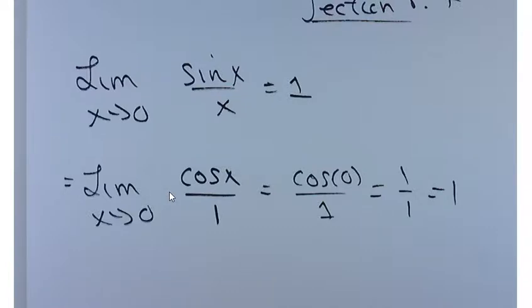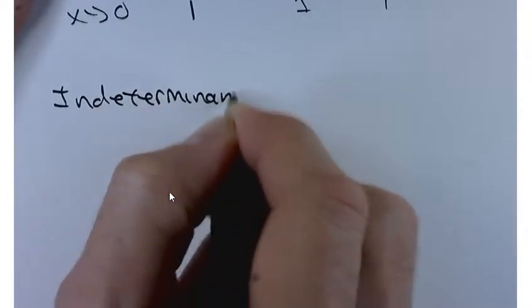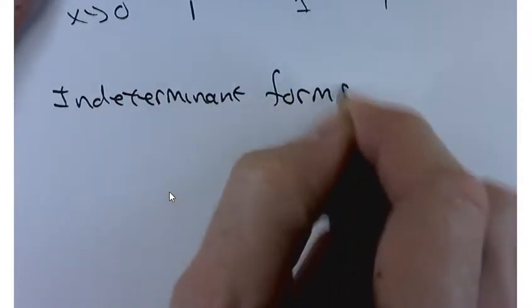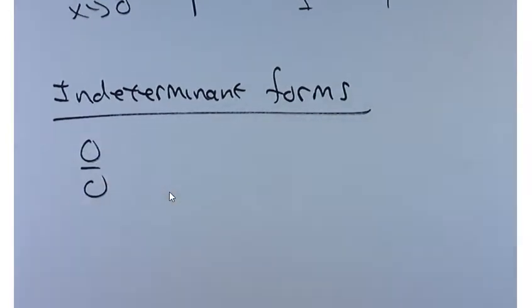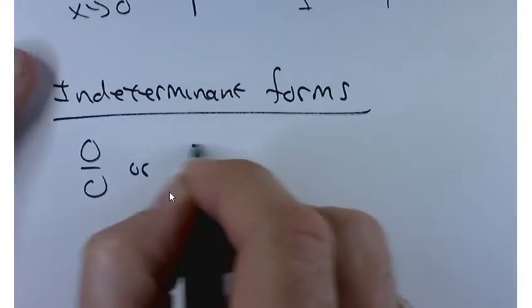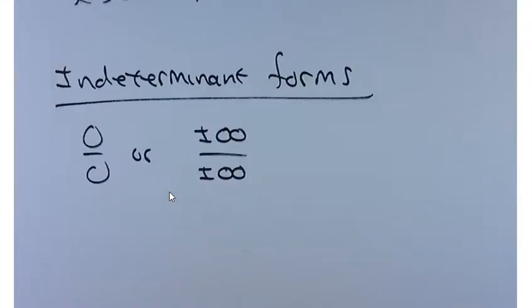All right. Now, the bottom line, though, is that you need to have an indeterminate form. And there's really a lot of indeterminate forms. You could have 0 over 0. That's an indeterminate form. You can have combinations of infinity, so plus or minus infinity over plus or minus infinity. That's another indeterminate form. There's a lot of different possibilities here.